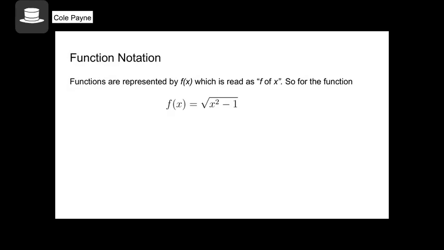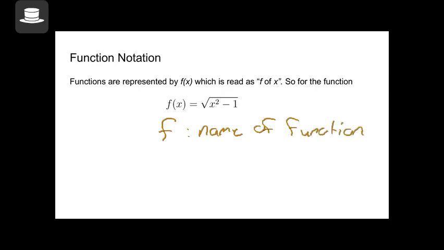So functions are represented by f parentheses x, which is read as f of x. So for this function, f is the name of the function. X is the input. F of x is the output. F of x is interchangeable with y, so y and f of x can be viewed the same.